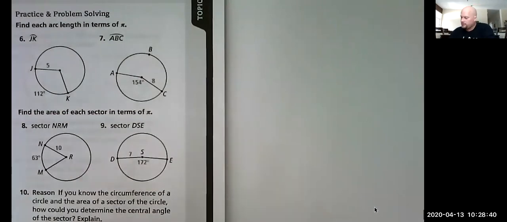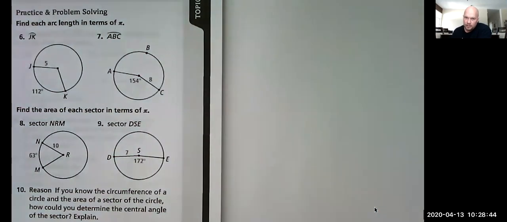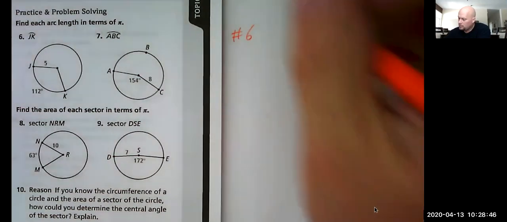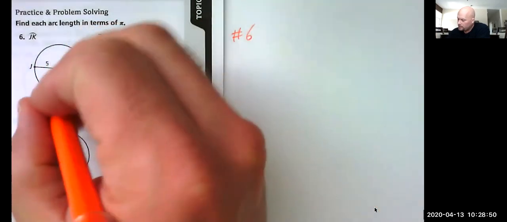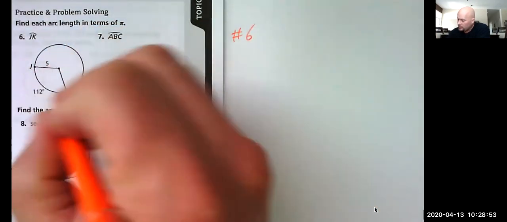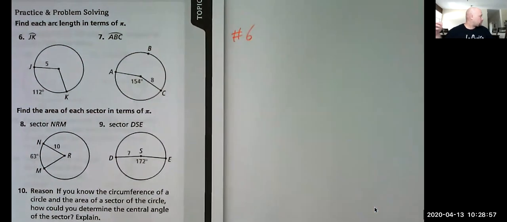So number 6. It says find each arc length in terms of pi. So on this one, they gave us the arc. Now, there's more than one way that you can do this.